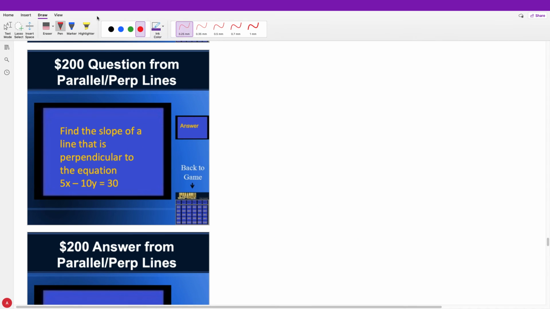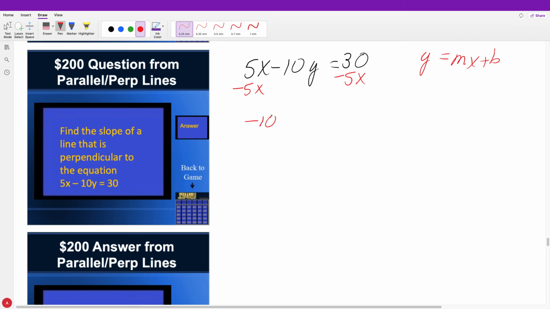All right, for this one, it says find the slope of a line that is perpendicular to 5x minus 10y is equal to 30. So this one is not in slope-intercept form, so we actually have to rearrange this. Before we talk about perpendicular lines, let's rearrange this. We need to solve it for y is equal to mx plus b. So we'll subtract the 5x first. Then we get negative 10y is equal to negative 5x plus 30. And then we're going to divide each side by negative 10.